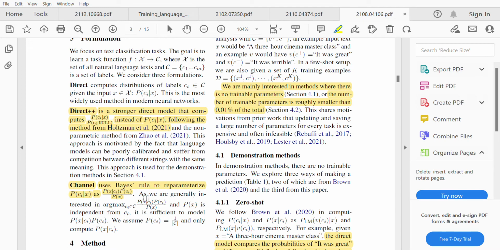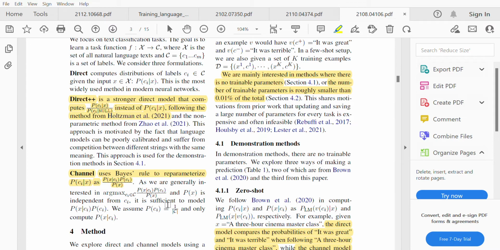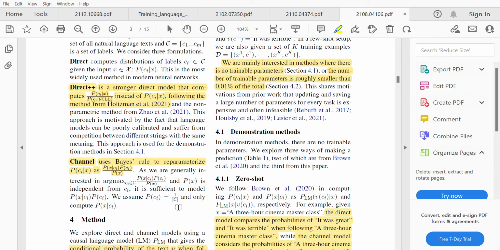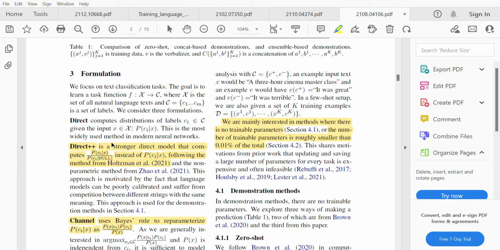From there, they want to find the argmax over C to maximize the following. P(X) is independent from Ci, so it's sufficient to just model P(X given Ci) times P(Ci), and we can further figure this out based on whatever the cardinality is of your set of choices for classification. They also look into this direct++ method. That is relatively straightforward. It's explored in this other paper, which sounds super interesting. I would be motivated to read that more.